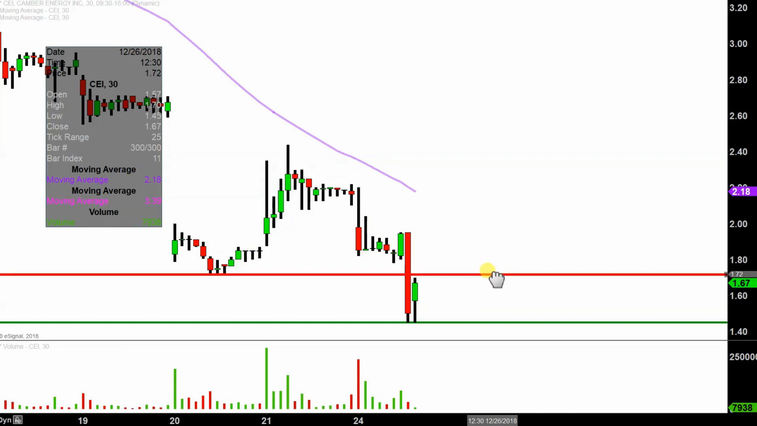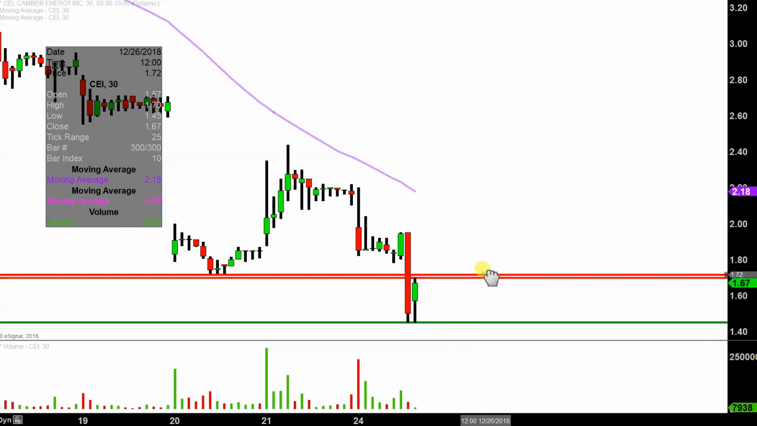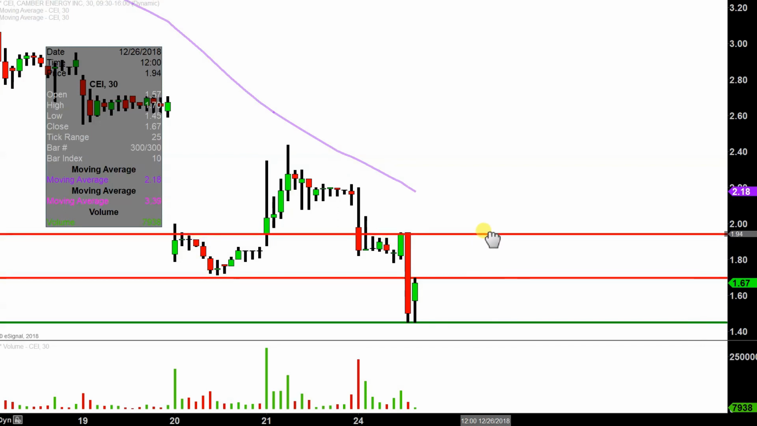As far as areas of resistance, the initial area of resistance on any sort of attempted bounce is going to be that first level right there at $1.70. If the price can push up through there, then the next key overarching resistance is right up there around the $1.95 mark. Also keep an eye on the purple line there, the 50-period simple moving average. But in my opinion, one step at a time, one hurdle at a time. And that first hurdle has got to be getting above $1.70 and then maintaining up above it.